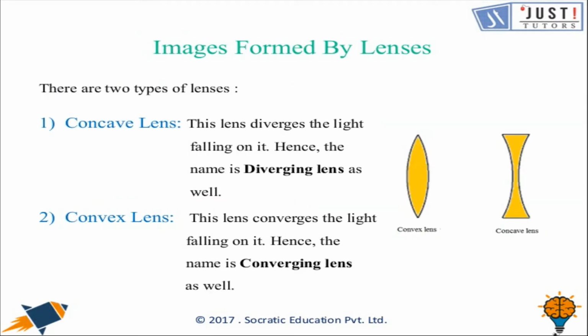So after mirrors, we can move ahead to the lenses. Now these are another type of surface which form images of the objects in front of them. Basically, we've got two kinds of lenses. One is a convex lens and the other one is a concave lens. The concave lens is known as a divergent lens, as it diverges the light falling on it. This is a concave lens. A convex lens, on the other hand, is called the converging lens because it converges the light falling on it. Here is a convex lens.